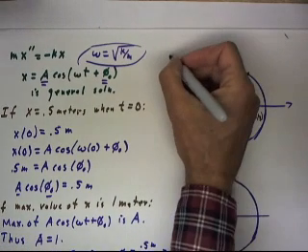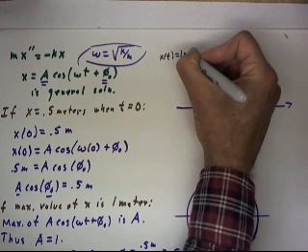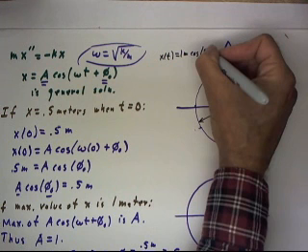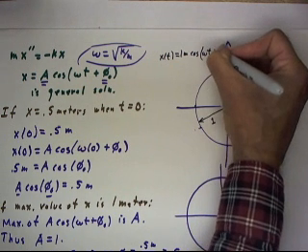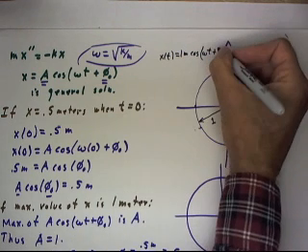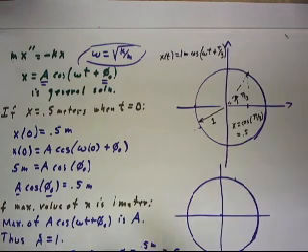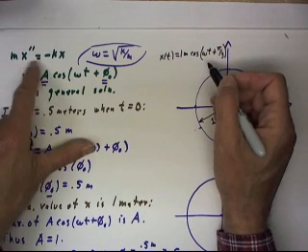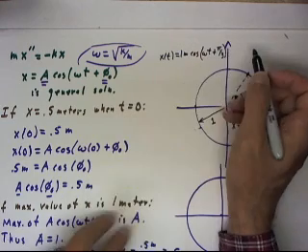So our solution function is x of t equals 1 meter times the cosine of omega t plus phi naught, which is pi over 3 radians. We haven't specified omega, but this would be part of our differential equation. Whatever m and k are is going to determine what omega is.